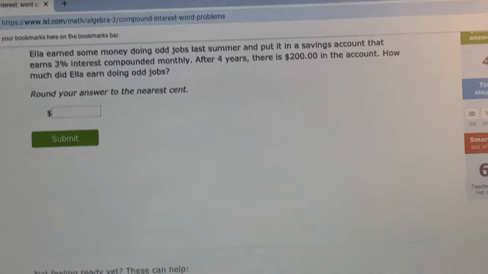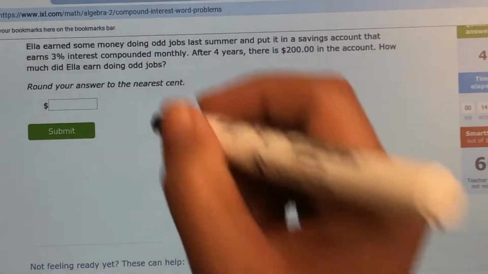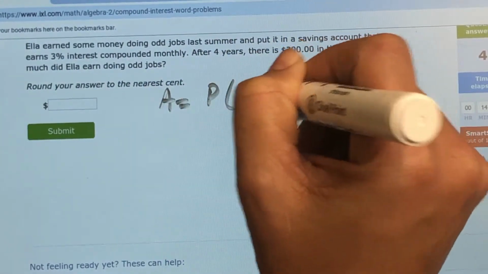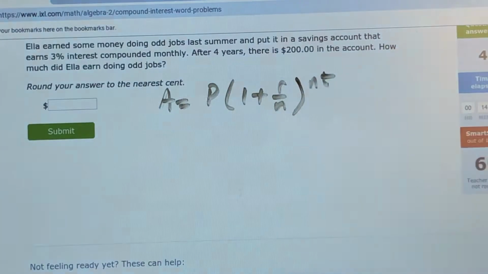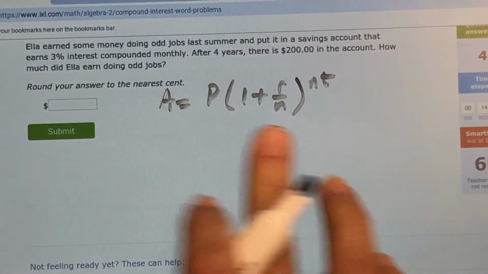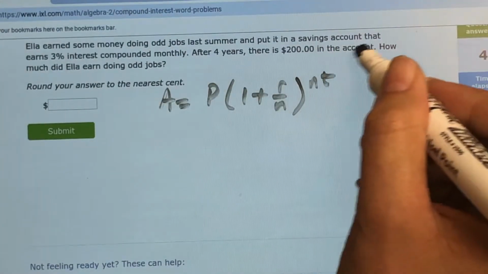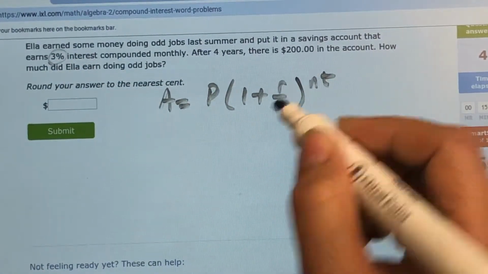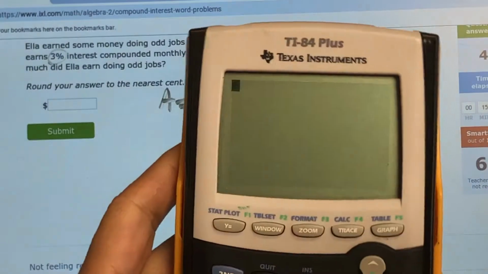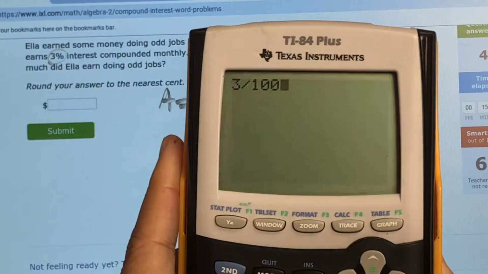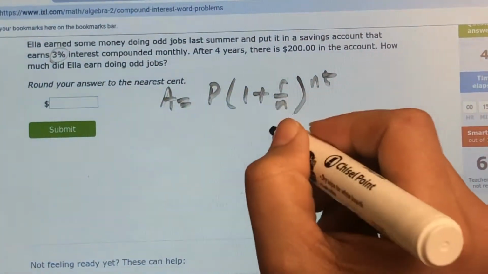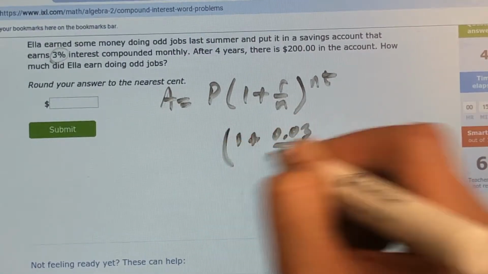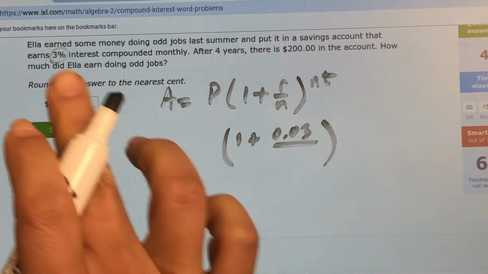All right, so again, there's no formula given, so first thing you do is you write down the formula. So A equals P times (1 plus R over N) to the power of N times T. All right, fill in the information. I earned some money doing odd jobs last summer, put in a savings account that earned 3% interest. So interest is 3%. Turn it into a decimal by dividing. So 3 divided by 100 is 0.03. So over here we have 0.03. And that's all I have right now.